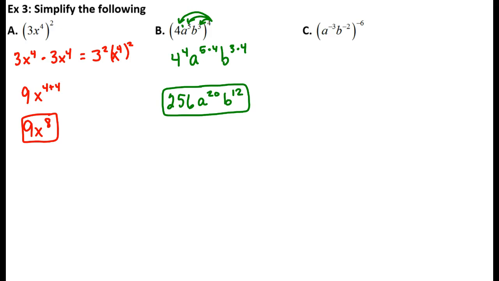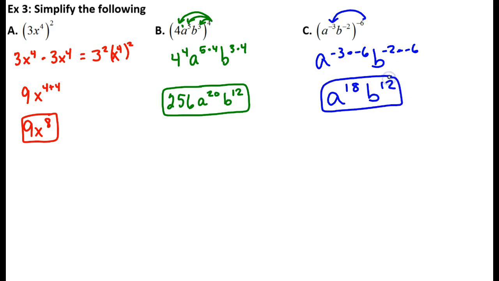Lastly, in C, again, distribute this exponent to the other exponents. So this is a to the negative 3rd times negative 6, b to the negative 2nd times negative 6. That's a multiplication symbol there. Same as here. So a negative times a negative is a positive, so this is a to the 18th power, 3 times 6. Multiply with b to the negative 2 times negative 6 is positive 12. So my final answer is a to the 18th, b to the 12th.